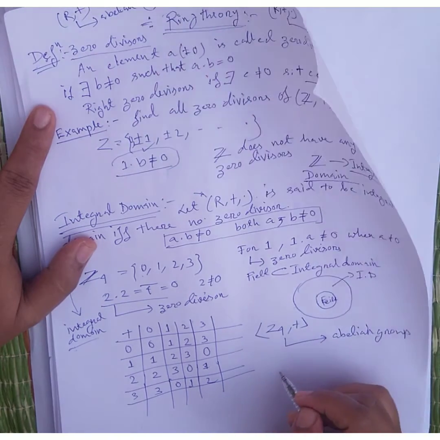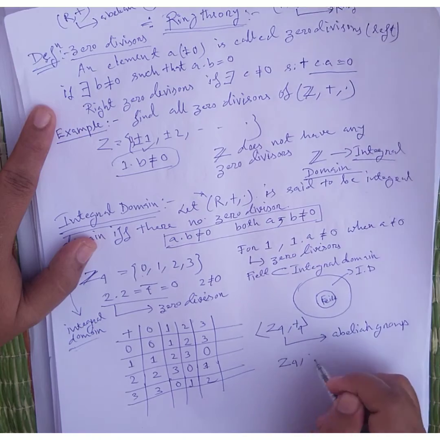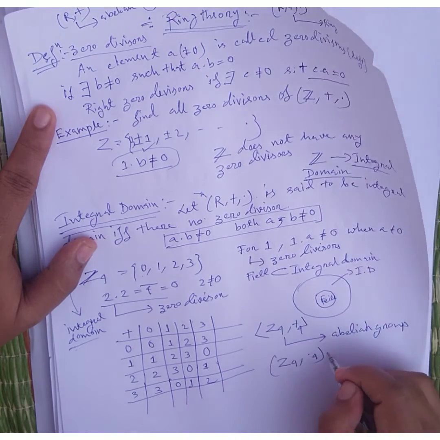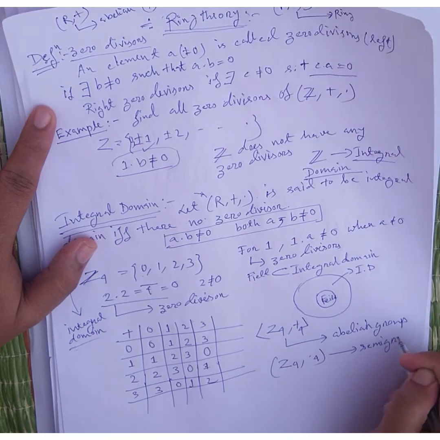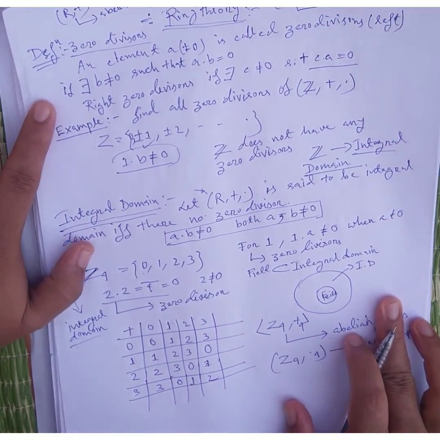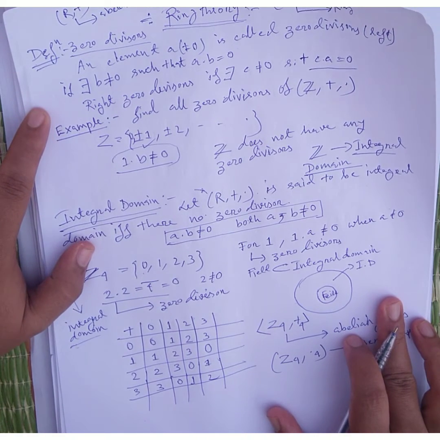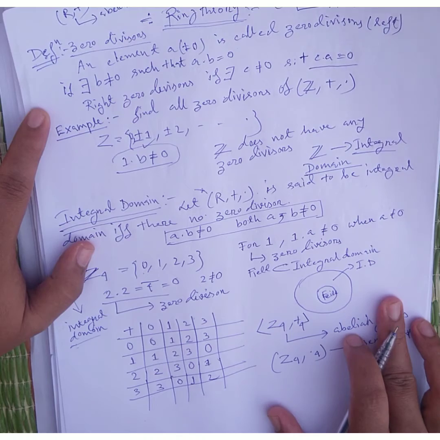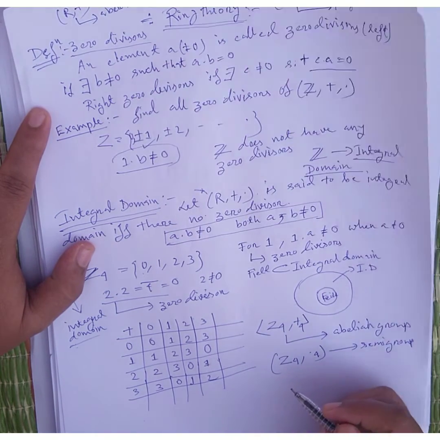And Z4 with multiplication, comma dot, is a semigroup. What is the meaning of a semigroup? I have told that it holds the associative property. If it holds the associative property, then it is called a semigroup. And the distributive property also holds.